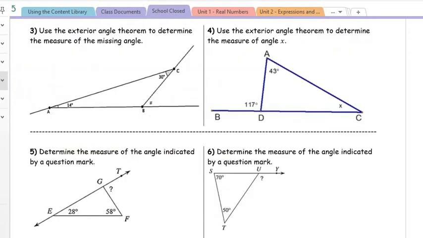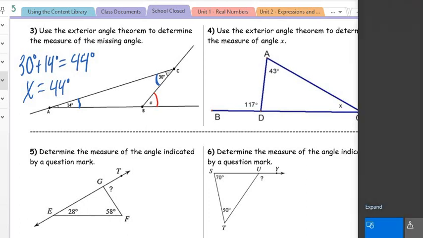Alrighty, we are just going to knock out 3 and 4 as the examples here. The rest of them are for you guys to finish. Looking at number 3, we're trying to find the exterior angle right here, and we have the two remote interior angles. I'm going to mark them off in blue. Remember, remote interior angles means they are not touching the exterior angle. So all we have to do to find the measure of angle x is add those remote interior angles. 30 degrees plus 14 degrees equals 44 degrees. So for this one, x is equal to 44 degrees.